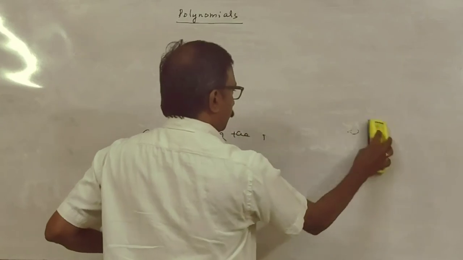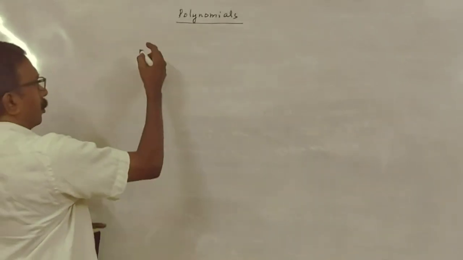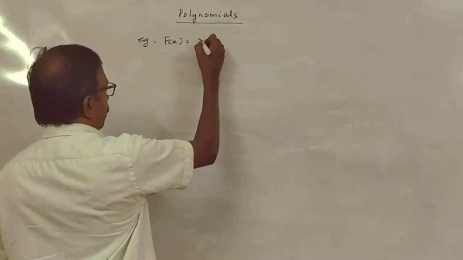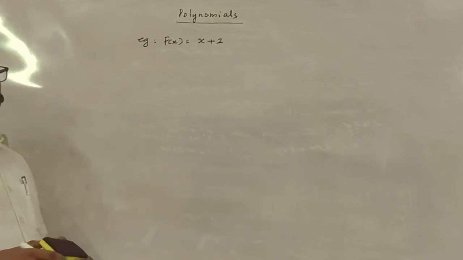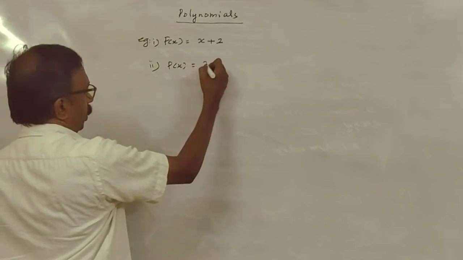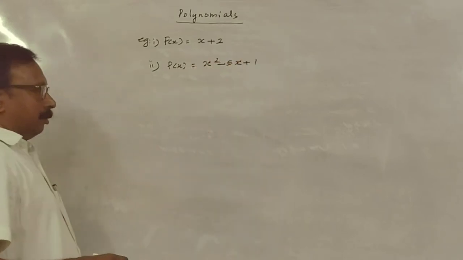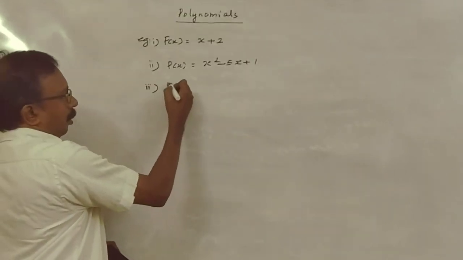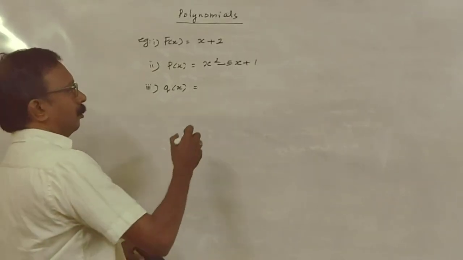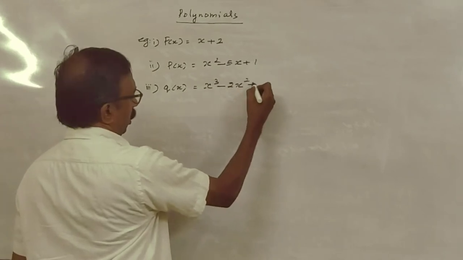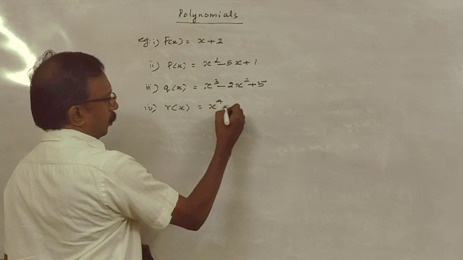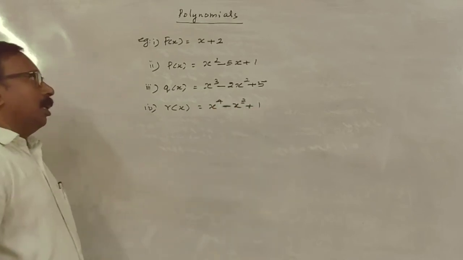Now we can take some examples of polynomials. P of x is equal to x plus 2. P of x is equal to x square minus 5x plus 1. Then we take another name, q of x is equal to x cube minus 2x square plus 5. R of x is equal to x raised to 4 minus x cube plus 1. I am taking some polynomials here.